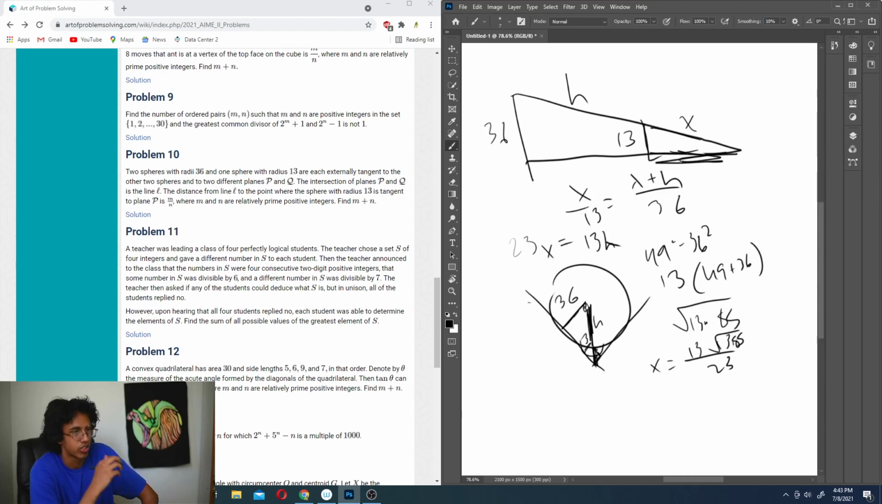So we could do 13 squared times 13 times 85 over 23, or actually no, we can literally even factor out a 13. So 13 and then root 13 times 85 over 23 squared minus 1.